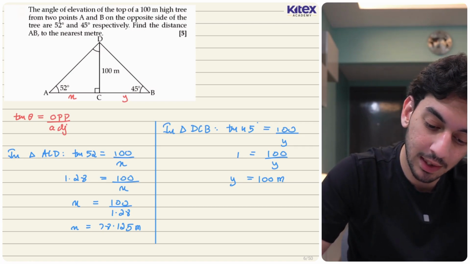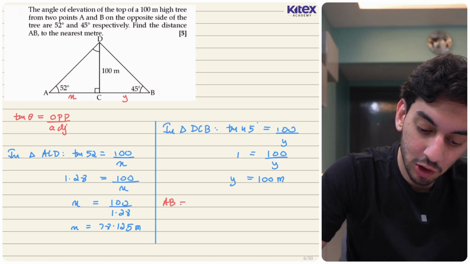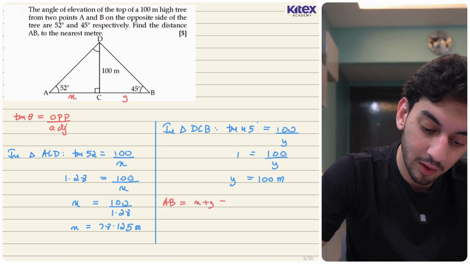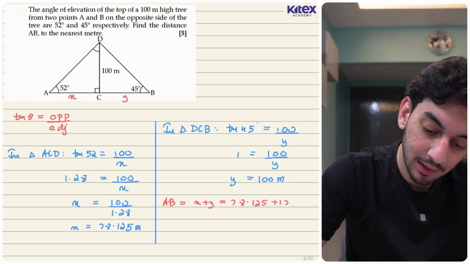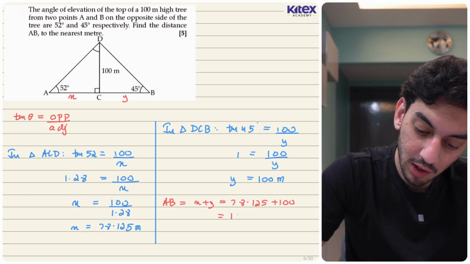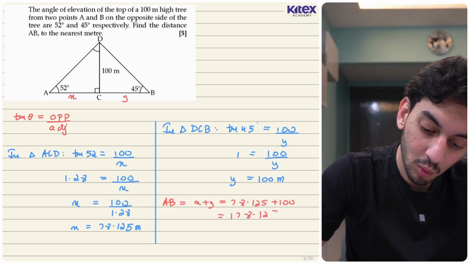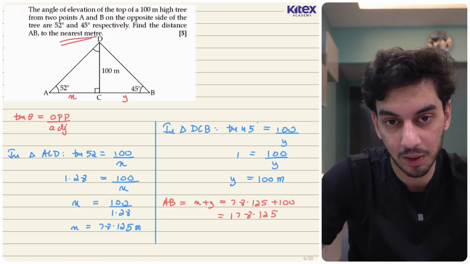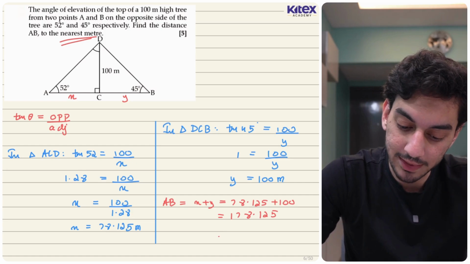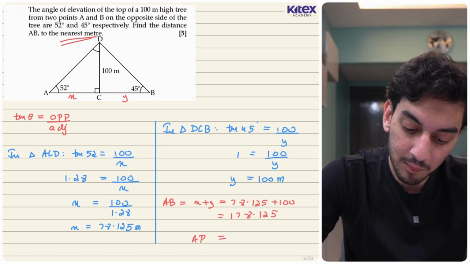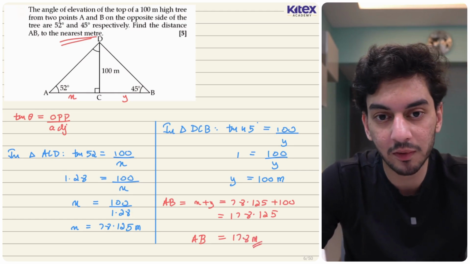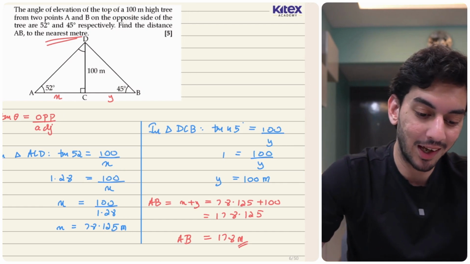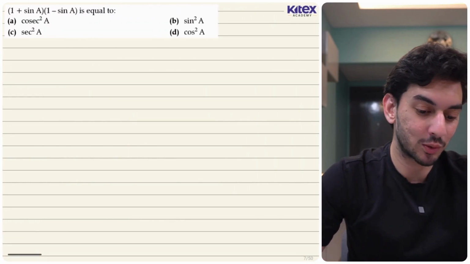Okay, we can say that AB is actually equal to X plus Y, which would be 78.125 plus 100, which is 178.125. But the question says we have to round it off to the nearest meter. So I can get rid of the decimal and I can say AB is equal to 178 meters. So easy for a 5 marker, really easy. Okay, let us move ahead to the next question.